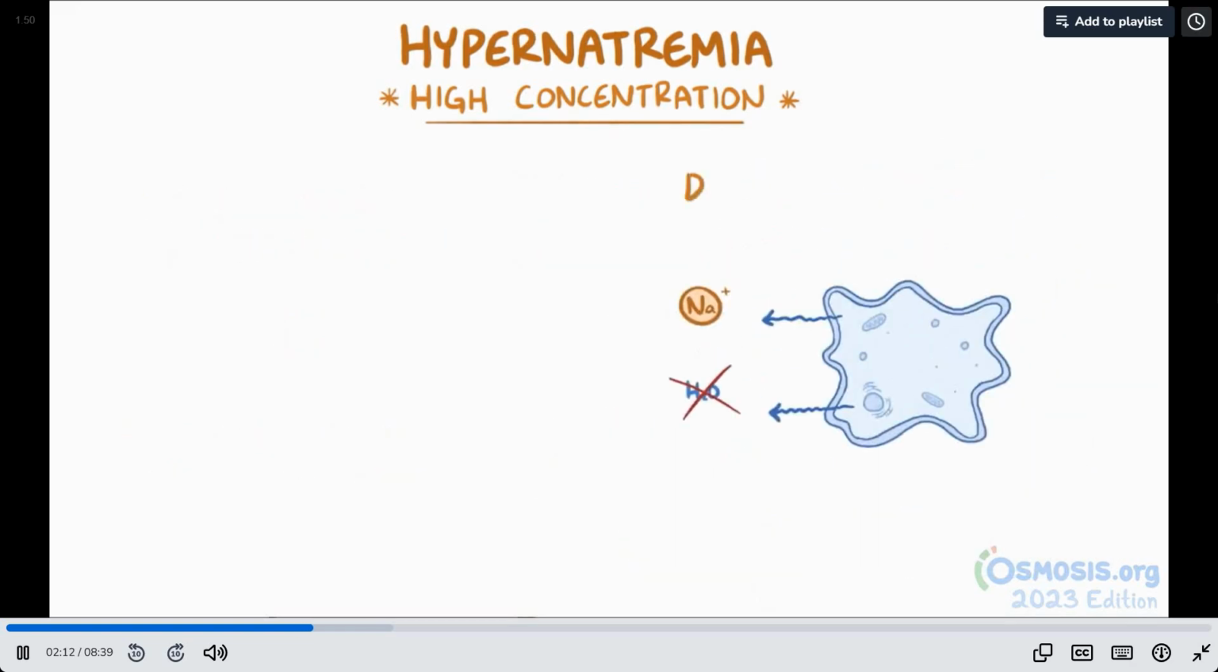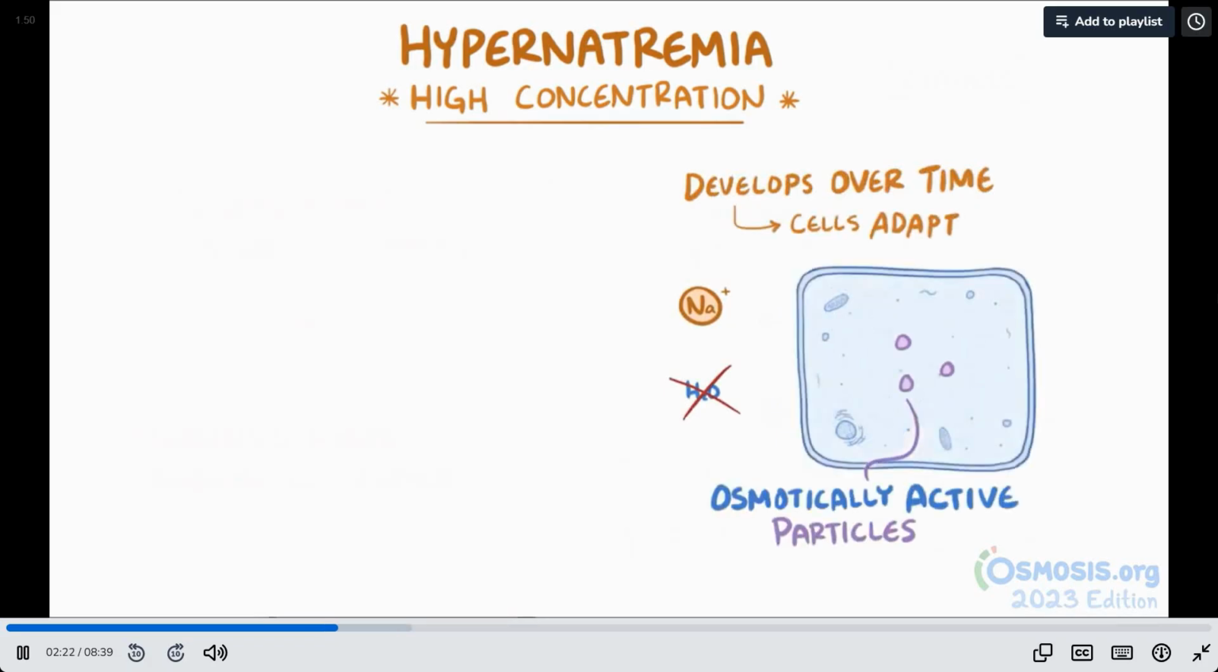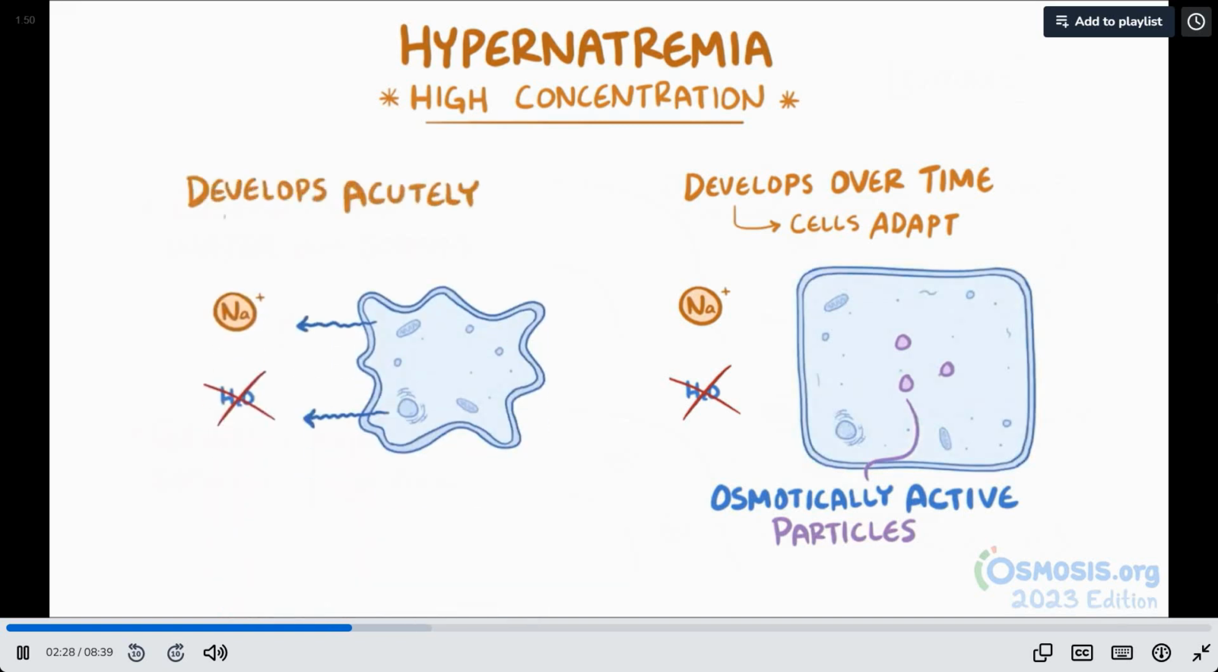When hypernatremia develops over a long period of time, the cells get time to adapt and they start generating osmotically active particles, which end up preventing water from being lost via osmosis. When hypernatremia develops acutely, though, the cells get no time to adapt, and the loss of water leaves them shriveled up and can cause them to die.